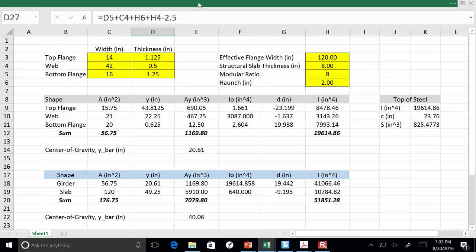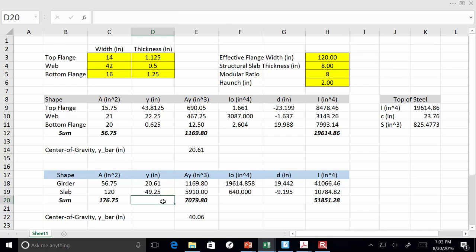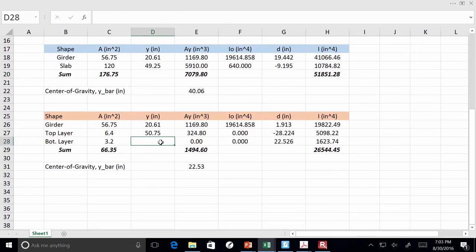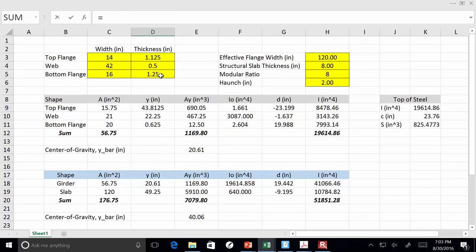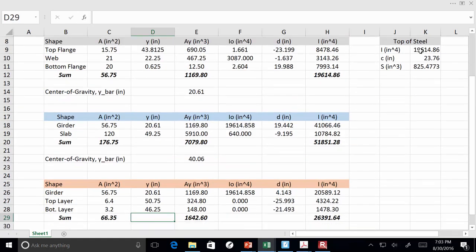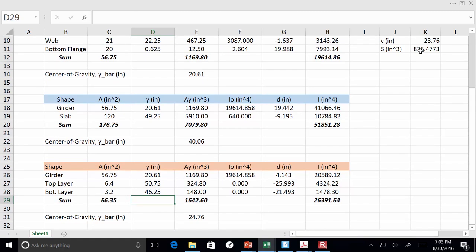Oh, wrong place, right here. So equals bottom flange thickness plus the web plus the haunch plus 1 inch. And that's it. Luckily, the nice thing about Excel, it's already figured everything else out, so I don't have to go through and type all that other stuff in. It's good.